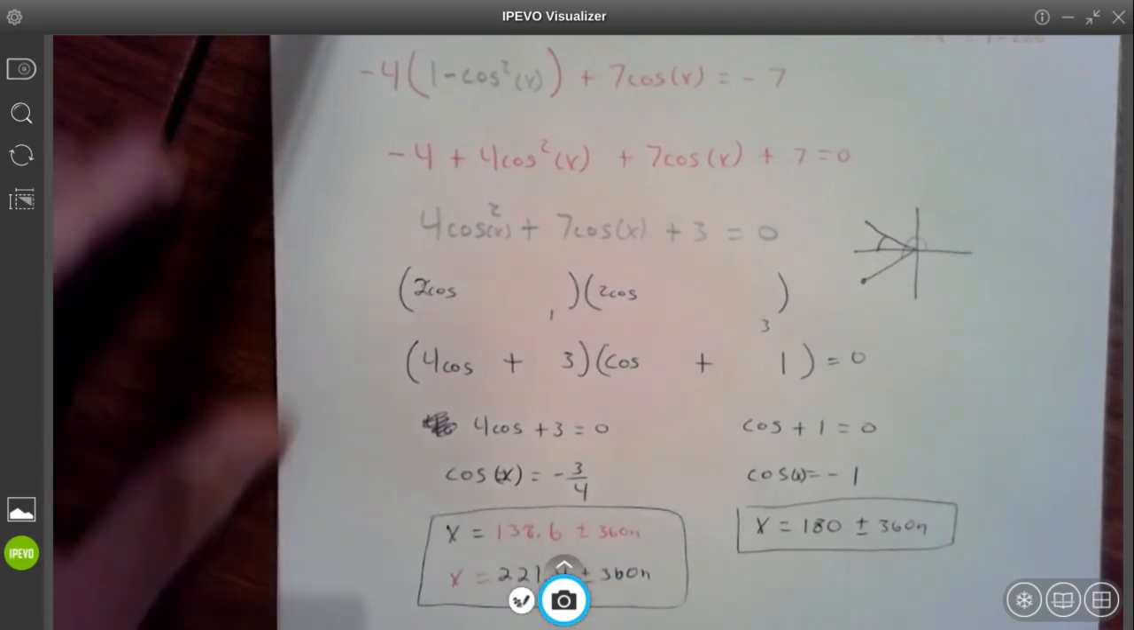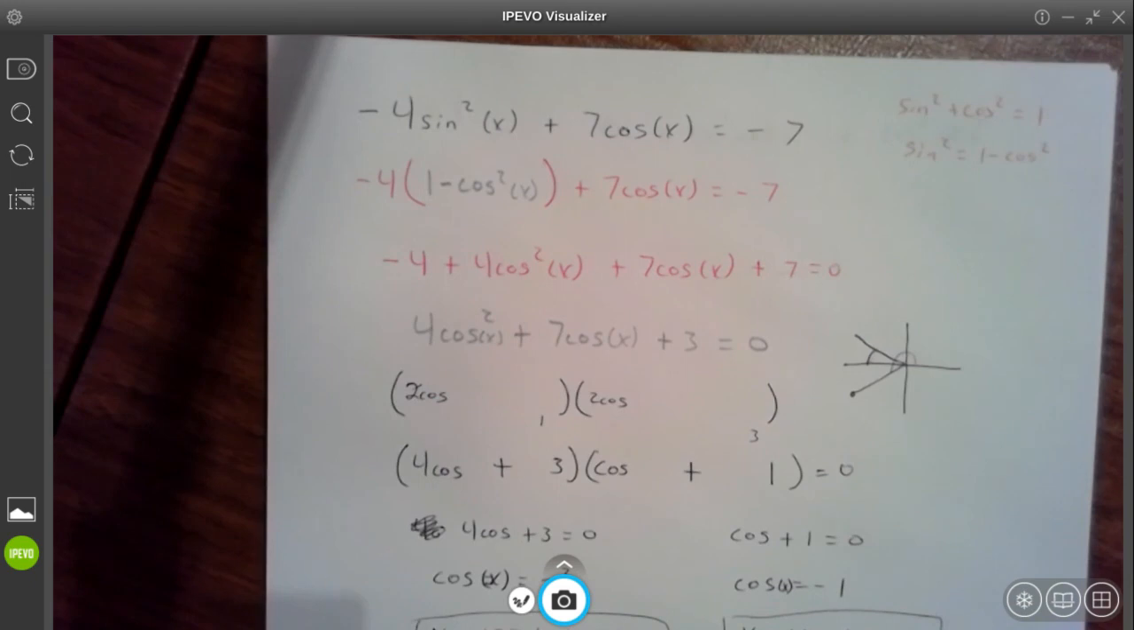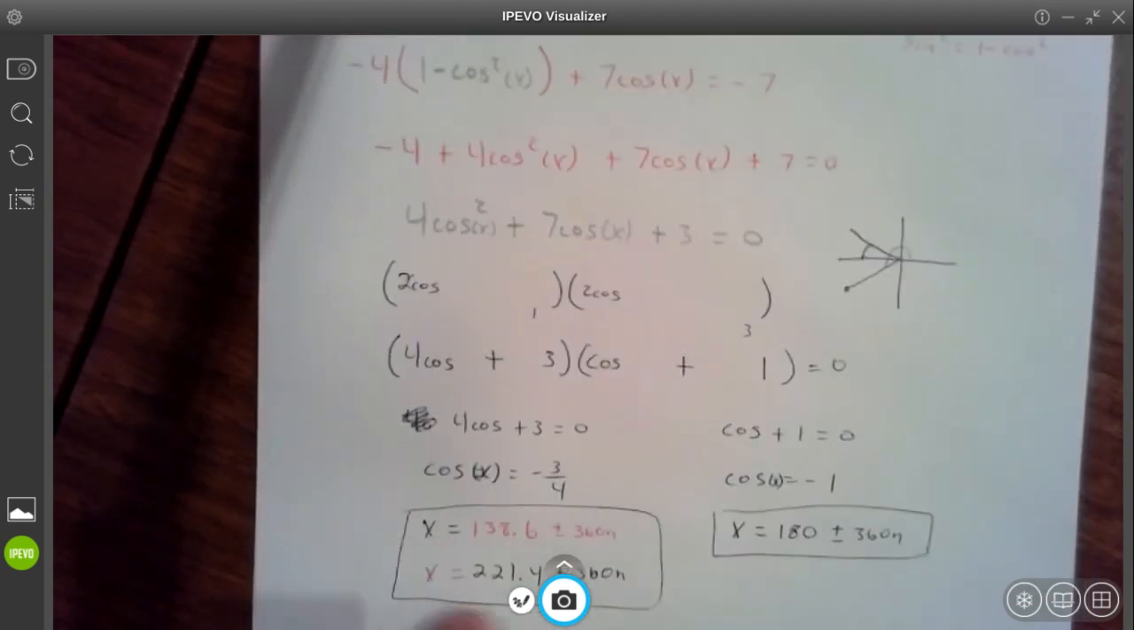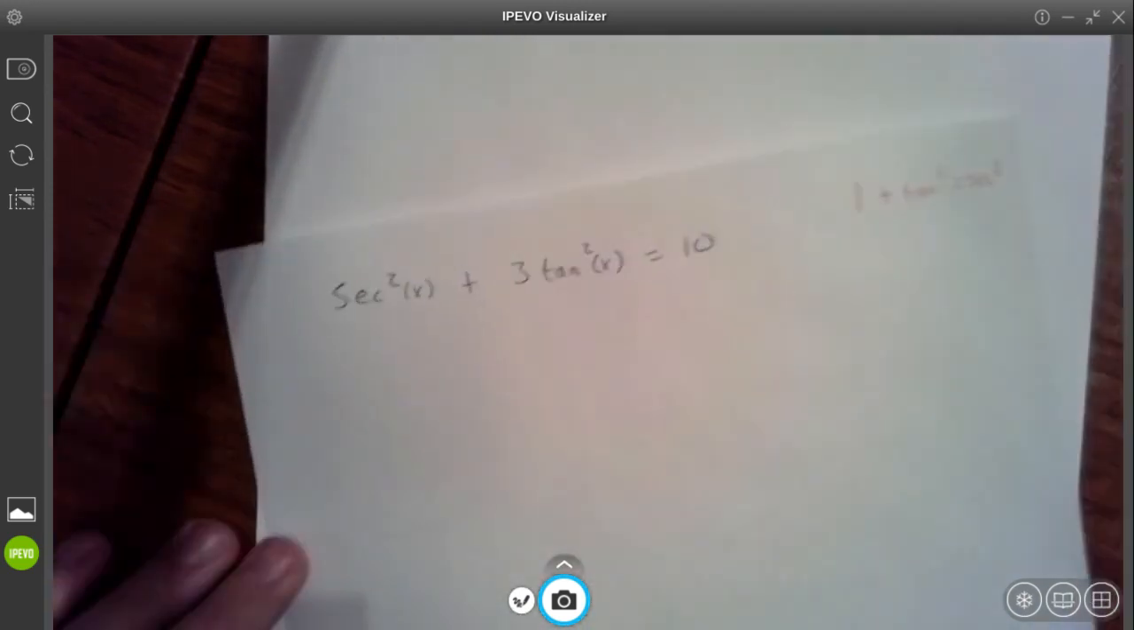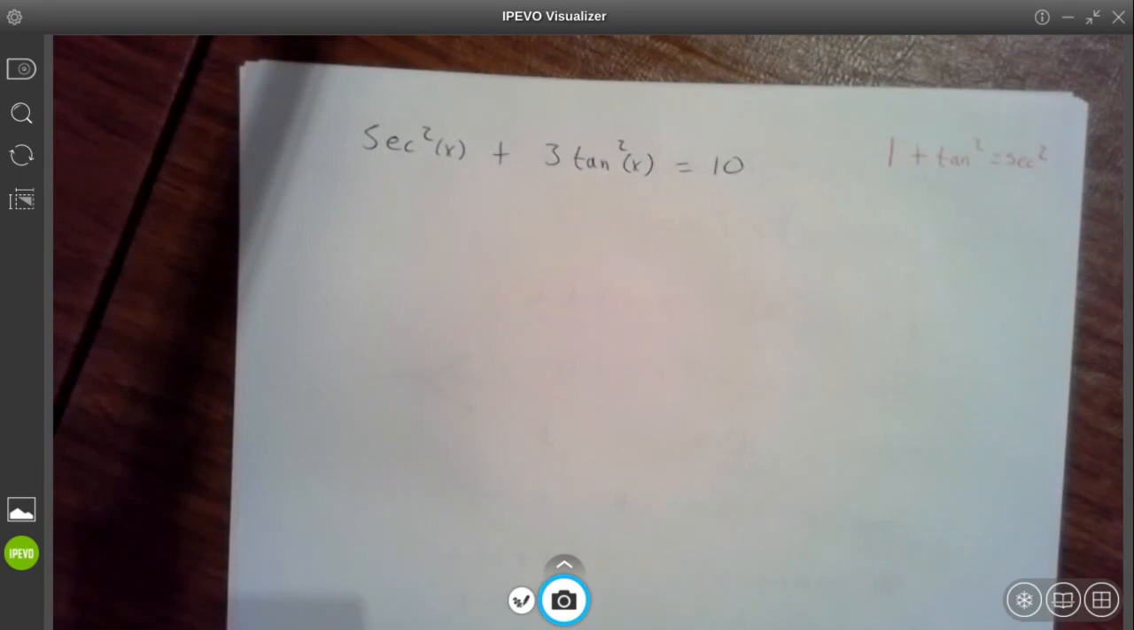Bam. All right, plug them in, make sure that they work, or just graph them and make sure that these answers are the same answers on the graph. All right, we'll solve one more. This one's a little bit faster.